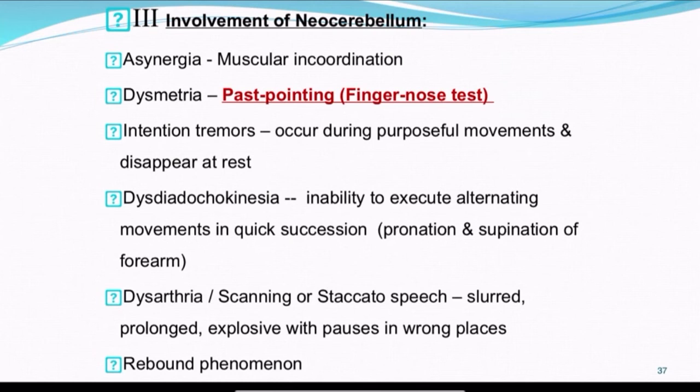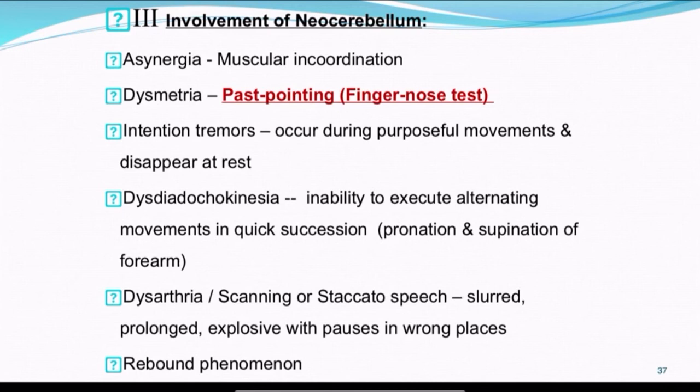Dysarthria or scanning or staccato speech is slurred, prolonged, explosive speech with pauses in wrong places. The patient will not know where to stop exactly. He'll have a slurred speech and suddenly some words will very violently get blown out. So that is known as dysarthria, scanning or staccato speech.